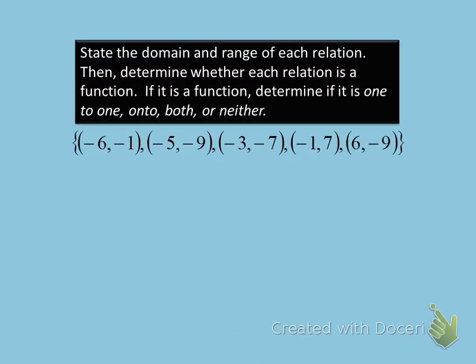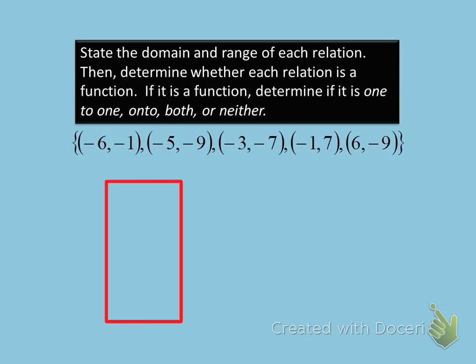Okay, so here's how you should handle this. Here's how you make one of those boxes, which is called a mapping. State the domain and range of each relation. Then, determine whether each relation is a function. If it is a function, determine if it's a 1-to-1, onto, both, or neither. A lot of words, a lot of things. Okay? Here's what you do.